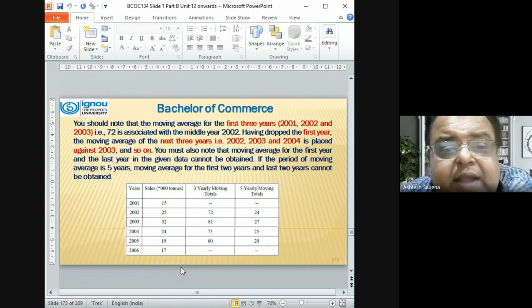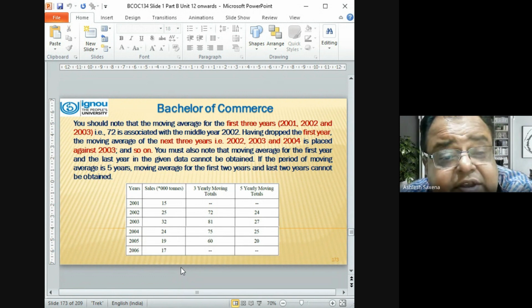You should note that the moving average total for the first 3 years, 2001 to 2003, is 72. This is the method of how it has to be written. Having dropped the first year, we will come down.